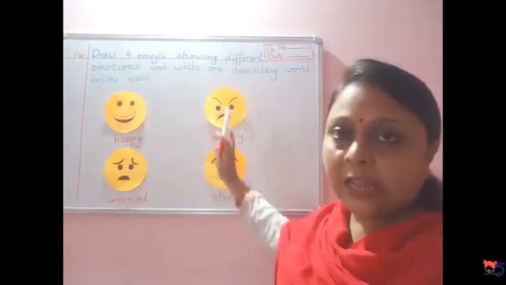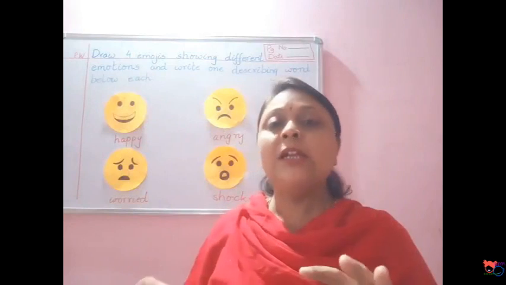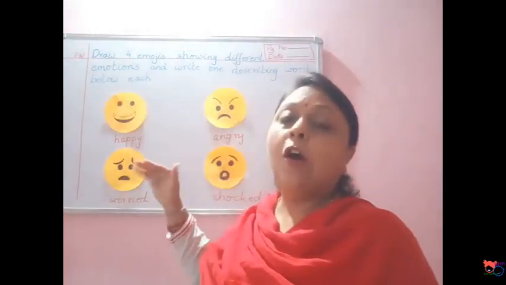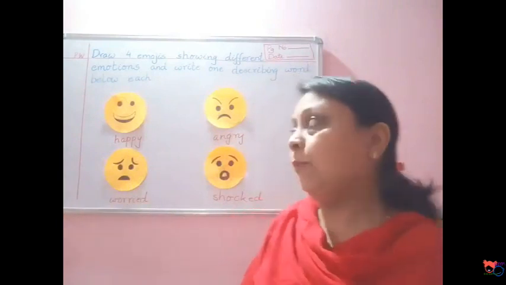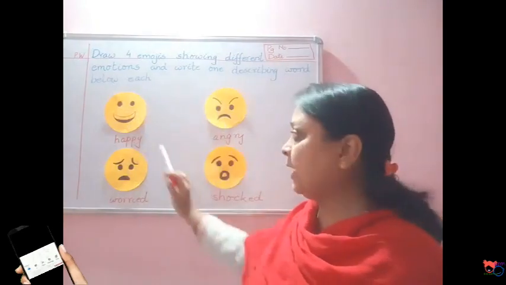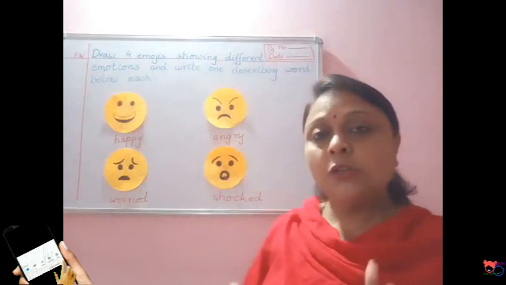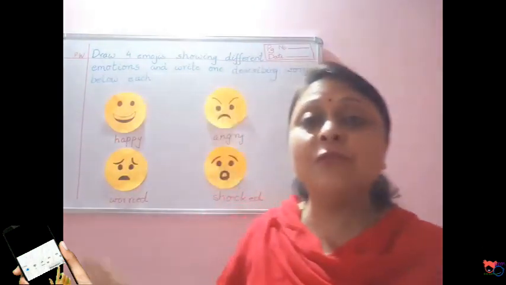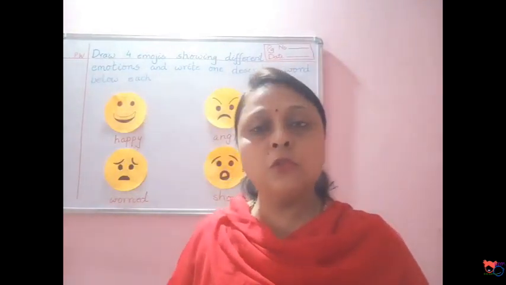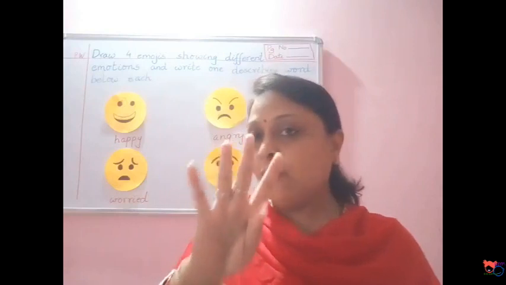So what I have done, I have actually drawn it on a paper, then I have cut it and then I have pasted it. You can also do it this way, or you can just simply draw it in your copies. I have taken these 4 different emojis, and just below them I have written happy, angry, worried and shocked. So these are the 4 different describing words which are used for these emojis. You can draw your own emojis, okay, but it should be 4 in number.